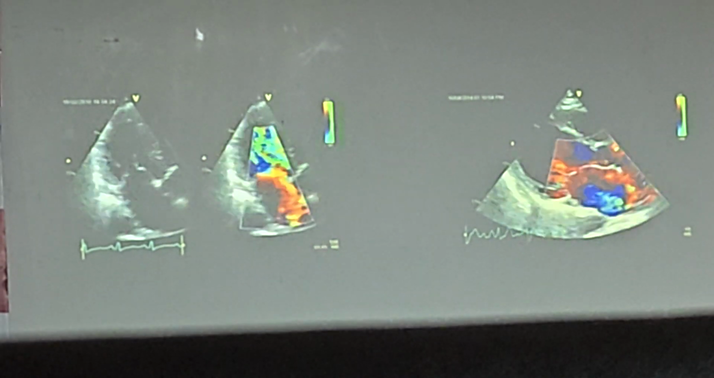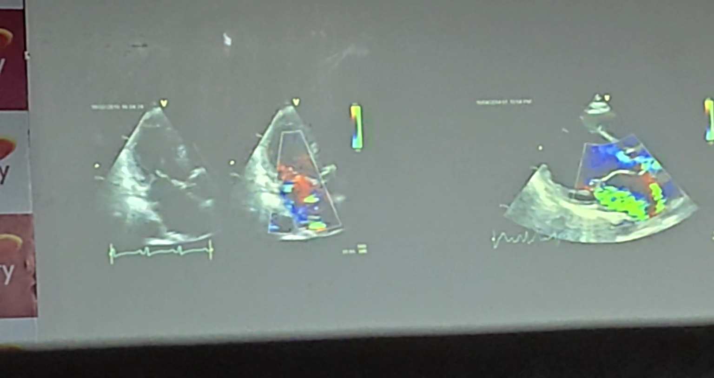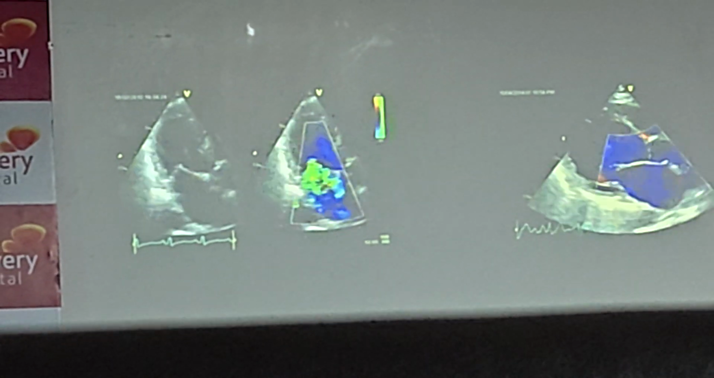Now, when it comes to the secondary MR, there is more value, and you have more numbers as far as the secondary MRs are concerned.